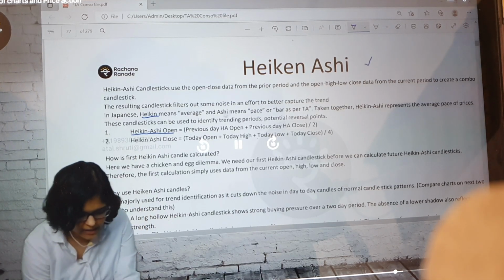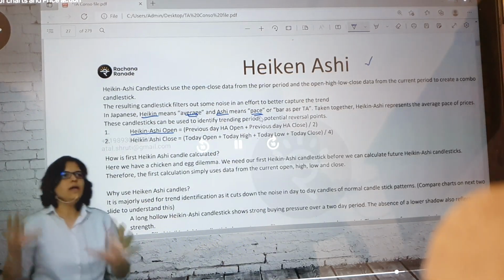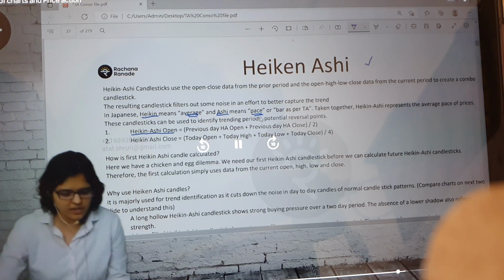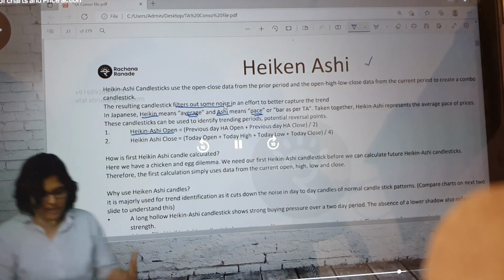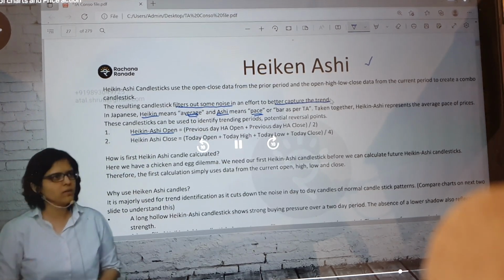By the way, Heiken means average. Ashi means pace. It averages out the pace; it smoothens out the pace. Basically, the resulting candlestick filters out some noise and better captures the trend. It helps us identify whether the trend is a downtrend, an upward trend, or sideways. It will help me identify that.